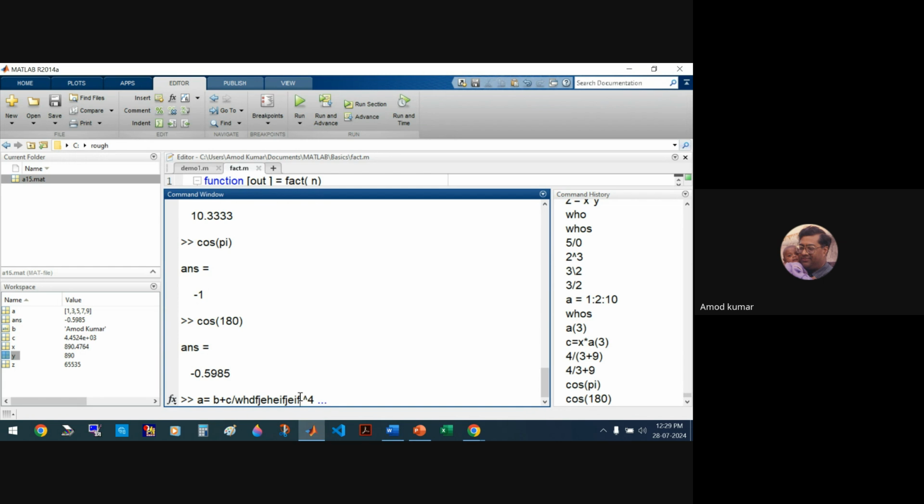Suppose this is the thing, W raised to R4. Although it will not understand W because W is not in its workspace. Just a minute. A equal to, suppose, X plus C divided by Y. Let me do this. These were the variables which are there in the workspace, so there is no problem. So X plus C by Y raised to the power 4, whatever it means. It doesn't matter what it means. And similarly, there are other things also.